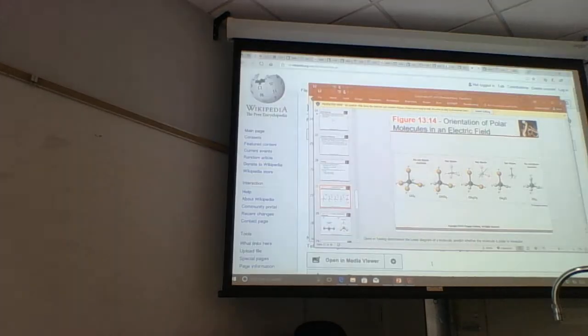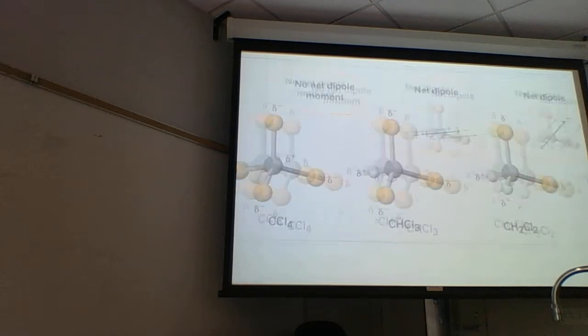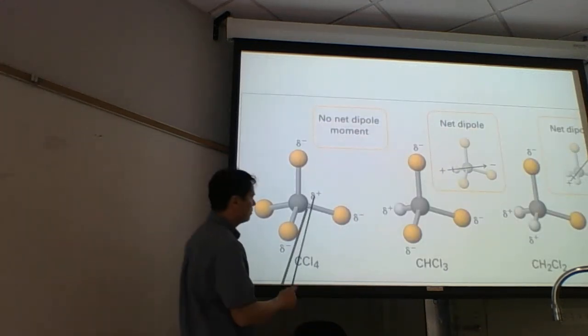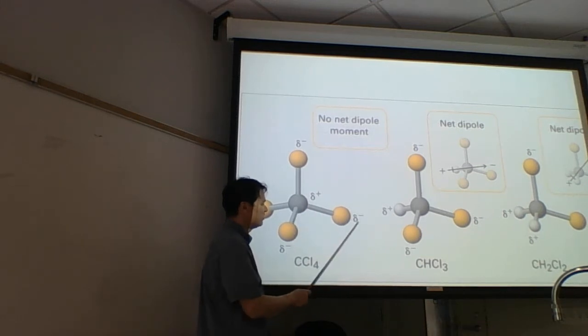Well, let's go back to the structure here. Anyway, it's a polar bond. A polar bond will have a negative end and a positive end. What's this symbol called here?